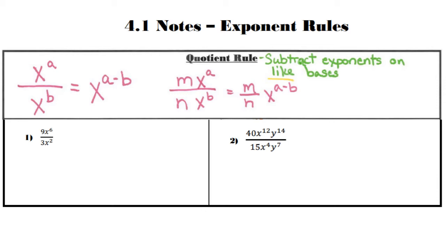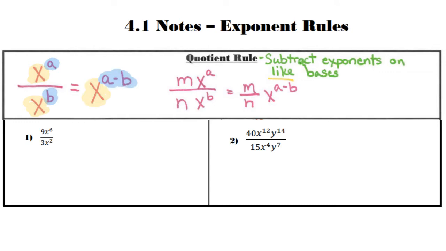In this video, we will continue to look at exponent rules. And the first one on deck is the quotient rule. So quotient is another word for divide. So when we have a division problem where you're looking at the same base, what we are going to do is actually subtract the exponents.